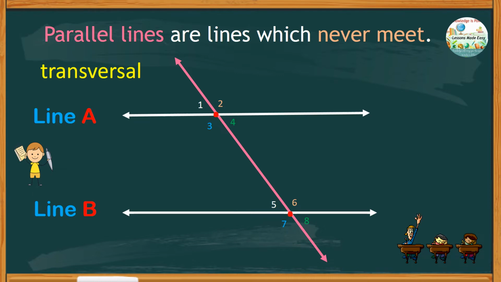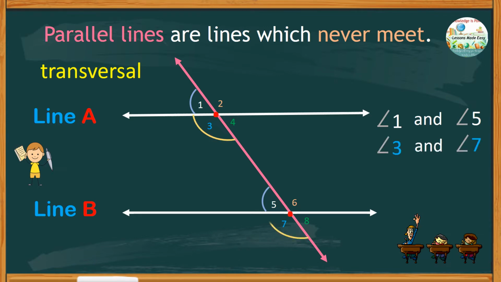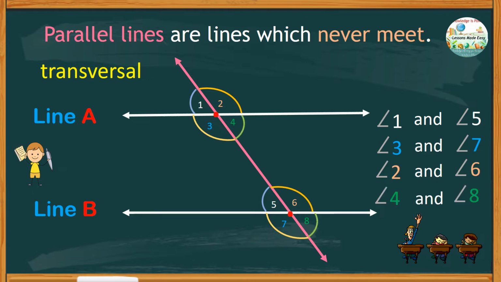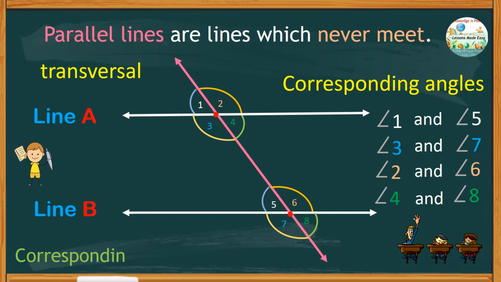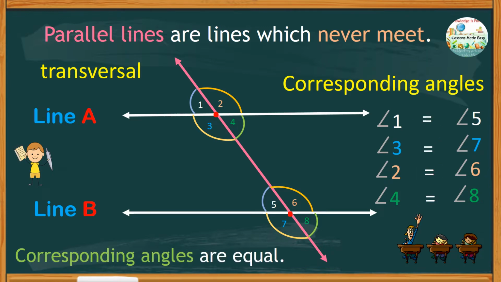Let's try to identify the pairs from the left side of the transversal. Angle 1 is paired with angle 5, and angle 3 paired with angle 7. On the other side of the transversal, we have angle 2 paired with angle 6, and angle 4 paired with angle 8. These pairs of angles are called corresponding angles, and corresponding angles are always equal.